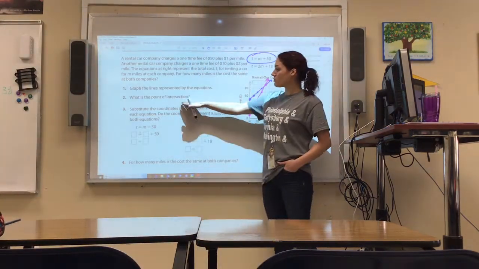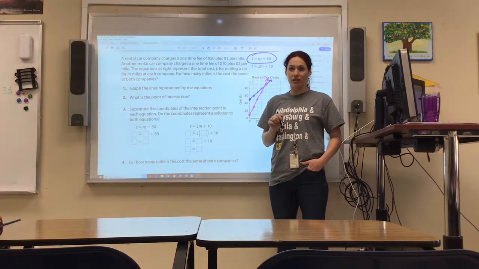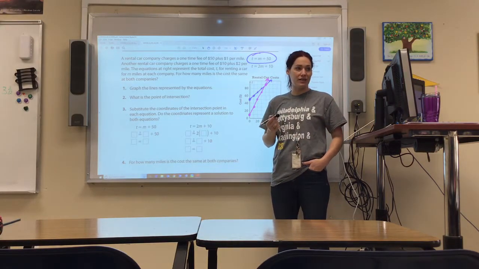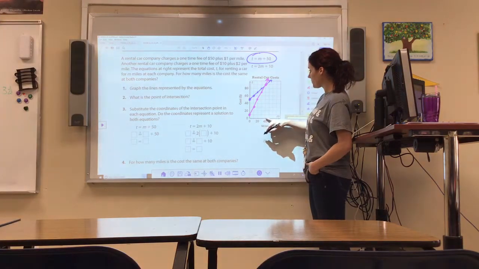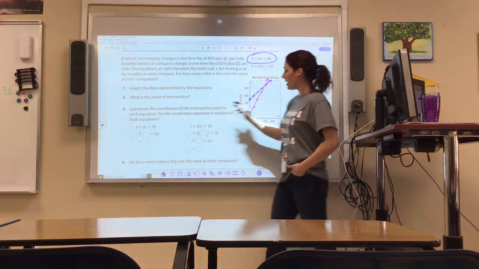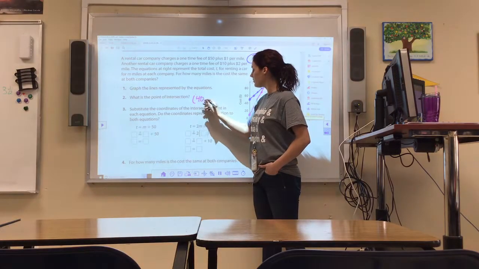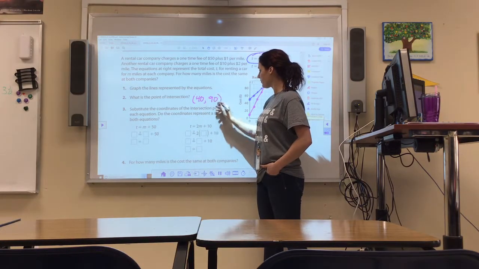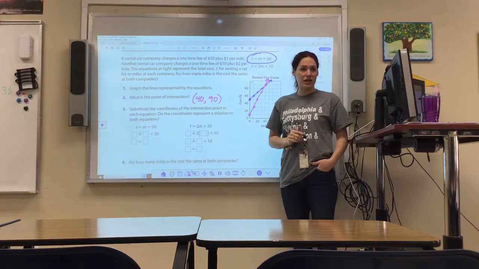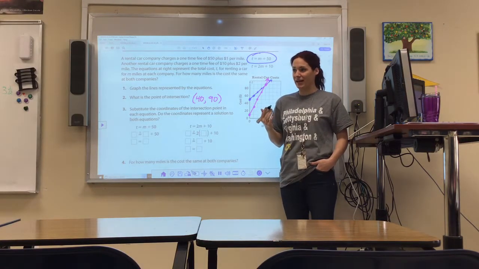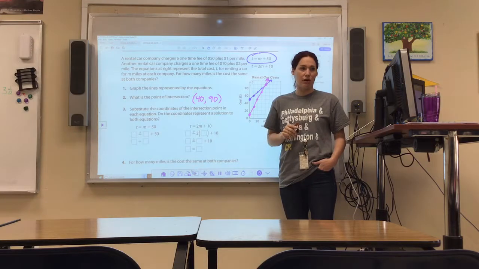So for number 2, it says, what is the point of intersection? This is an ordered pair answer. What is the point of intersection? Christian? 40, comma 90. So there's our intersection point. I'm not doing anything with what it means yet. I'm just answering questions so far. 40, comma 90 is my intersection point.